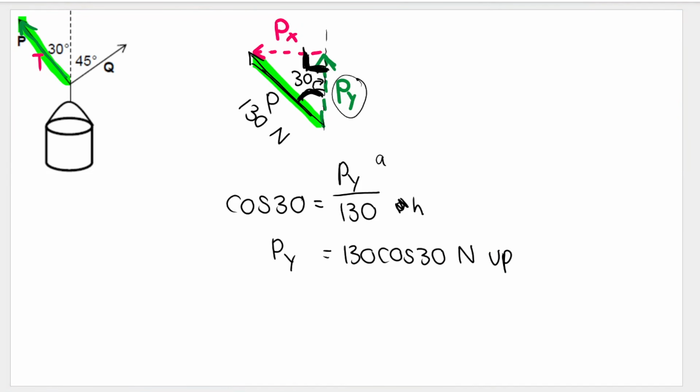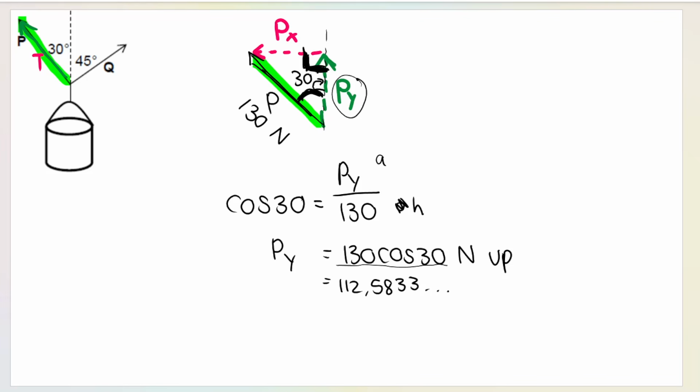So I've left it as 130 cos 30 newtons. If you wanted to work out what it is on your calculator, you absolutely can. It's 112,5833... Do you see how I'm saying, and I'm telling you, that I'm not rounding off? This is not the end of the question, so I cannot round off.